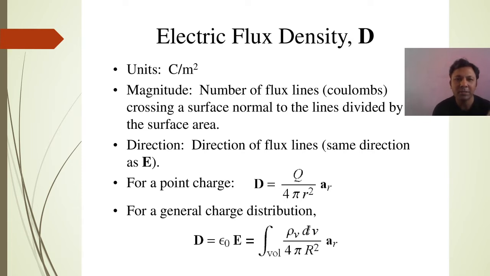So it is defined as Q equals 4 pi r square into AR. AR means your area. So the charge per area divided by 4 pi r square. Look, the magnitude is the number of lines of Coulomb crossing the surface normal divided by the surface area. So for the point charge, generally we can say that D equals Q into area divided by 4 pi r square.